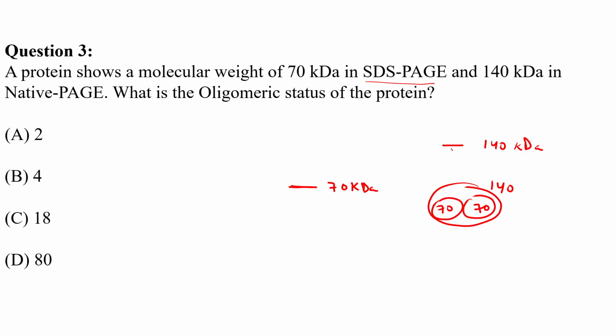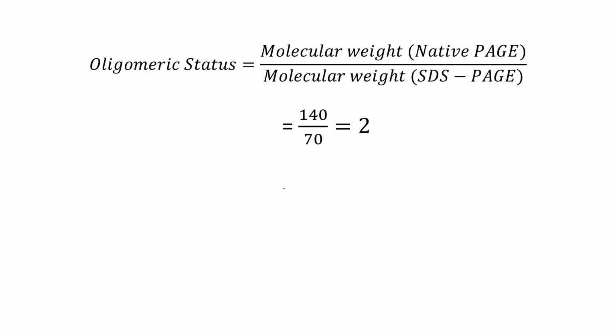So in native PAGE, since there is no bromophenol blue and no SDS, what will happen? The whole protein will run as a single band. But in SDS PAGE, the protein will break into two parts, 70 kilodalton fractions, and it will run as a thick band of 70 kilodalton on SDS PAGE, because we have added beta mercaptoethanol and SDS in the loading dye. Okay, so the correct answer is option A.